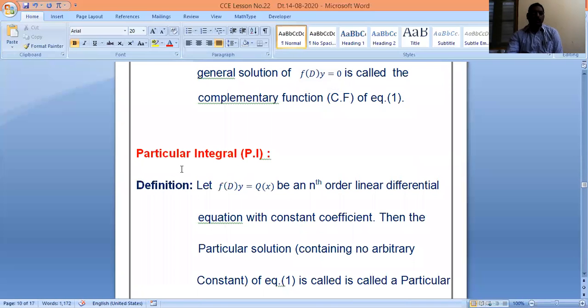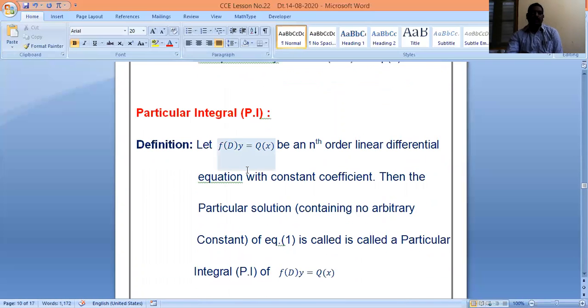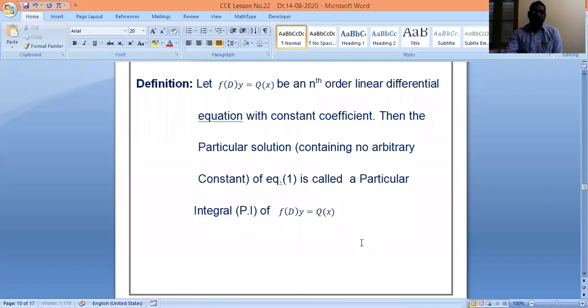Now, what is the particular integral, PI? Let f of D into y is equal to q of x be an nth order linear differential equation with constant coefficients. Then the particular solution containing no arbitrary constants of equation 1 is called the particular integral, PI, of f of D into y is equal to q of x.